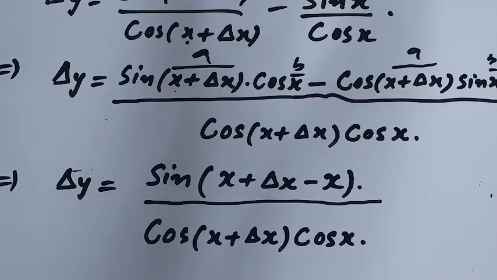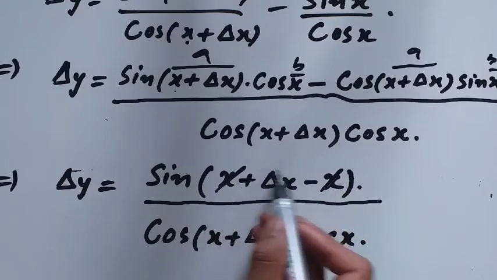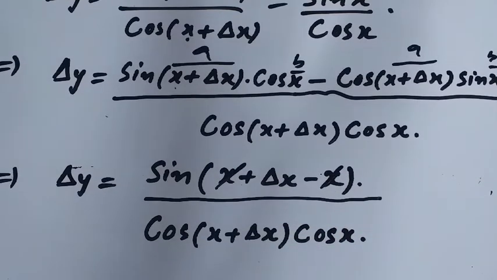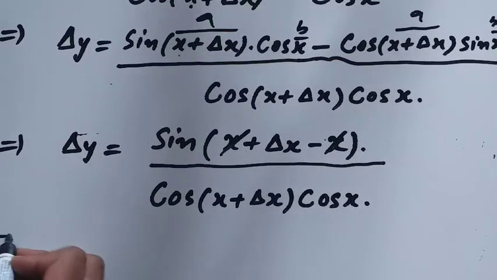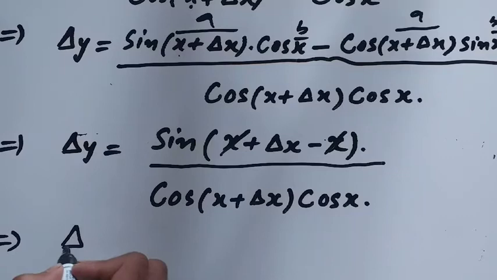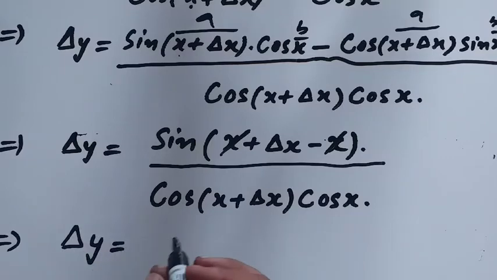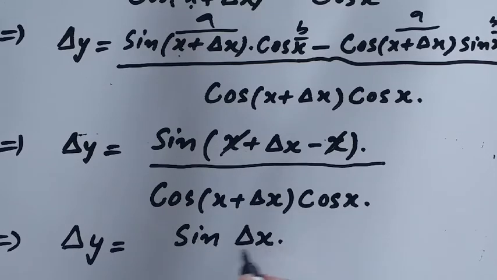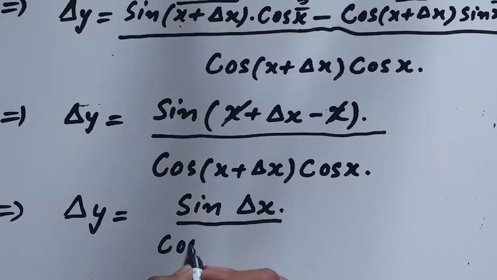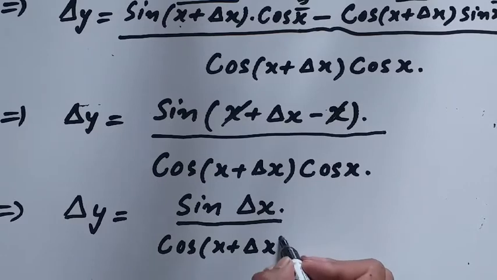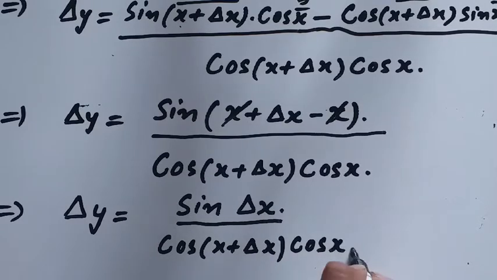All right, now here we can cancel this and this. This is minus, this is positive. I can write delta y is equal to, this becomes sin of delta x divided by cos of x plus delta x into cos of x.